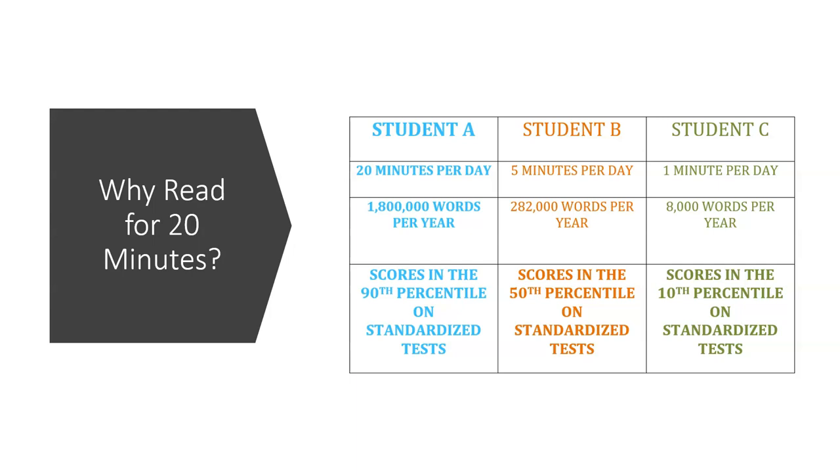Student B, they only read for 5 minutes a day, they've only read about 282,000 words by the end of the year. And you look, their percentile on standardized test also decreases. Student C, they read for a minute a day, maybe just some directions for a worksheet at school. Didn't really sit down and open up a book and read for enjoyment. They've only ended up reading 8,000 words a year. And the chances of them scoring in a higher percentile on standardized tests continues to decrease.